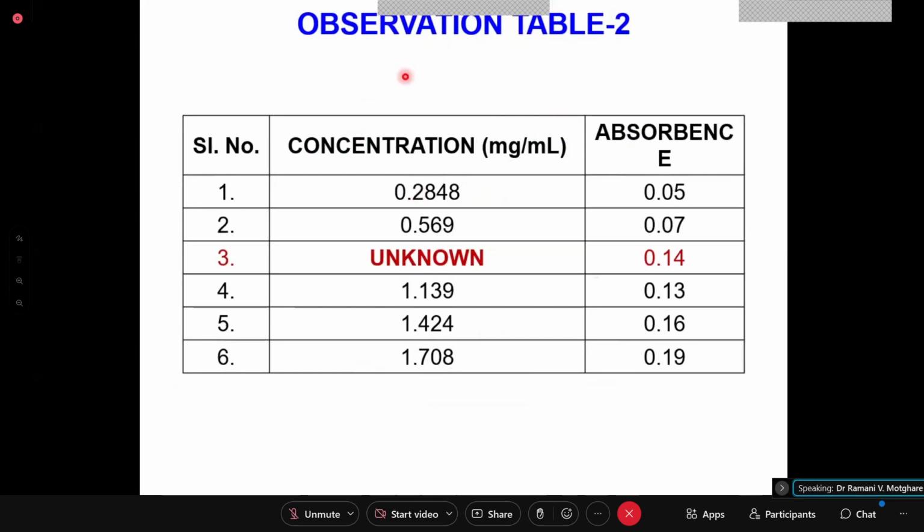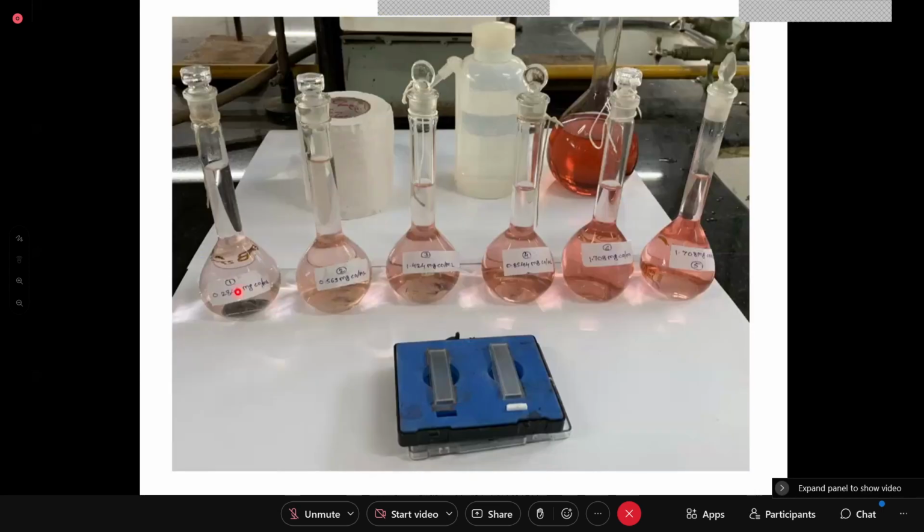For unknown concentration, you need to plot a calibration curve. The calibration curve is plotted by noting the absorbance for different concentration solutions. So what is shown here as 1, 2, 3, 4, 5, 6. The concentration is written here: 0.28 milligrams of cobalt per ml, 0.56 milligrams of cobalt per ml, 1.4 milligrams of cobalt per ml.